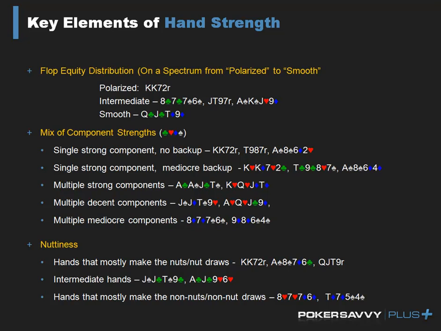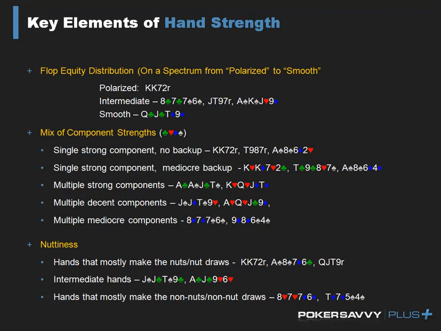And so this is a pretty strong hand, an example of a hand that's balanced across the three different components, without being totally dominating in any one direction. And then you've got hands that are multiple mediocre component hands, such as 8-7-7-6 double suited.